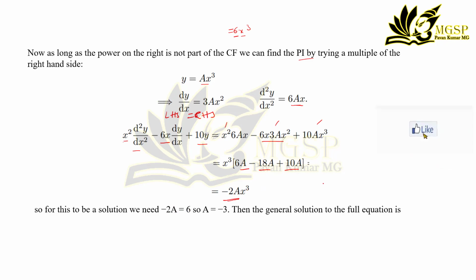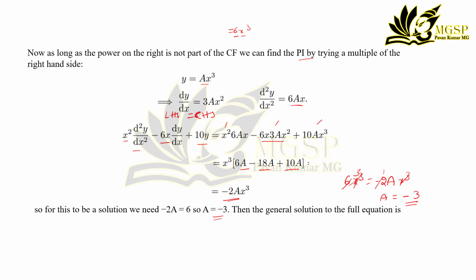Like how it is written, we have considered the RHS part, 6x cube is equal to minus 2x cube. So here x cube gets cancelled. So what is the value that comes is minus 2 ones are 2, threes are 6. So here minus 3, a is equal to minus 3.